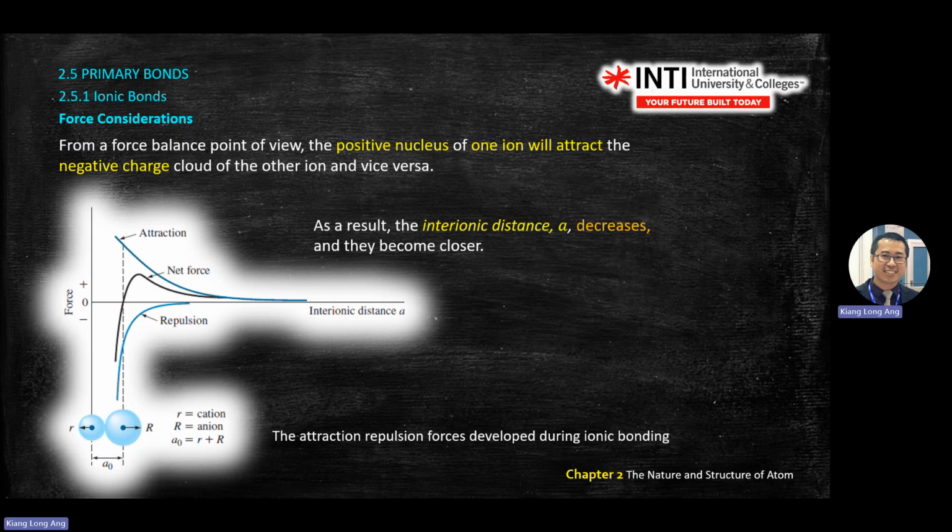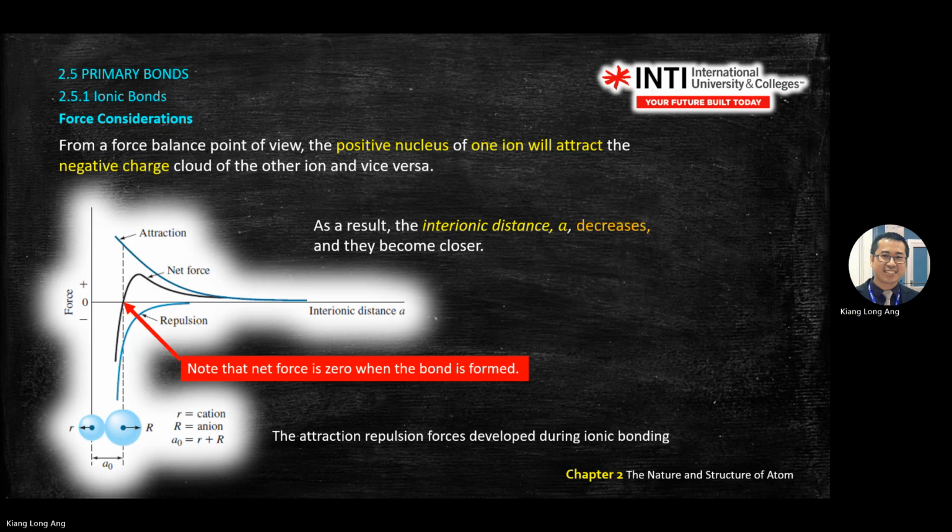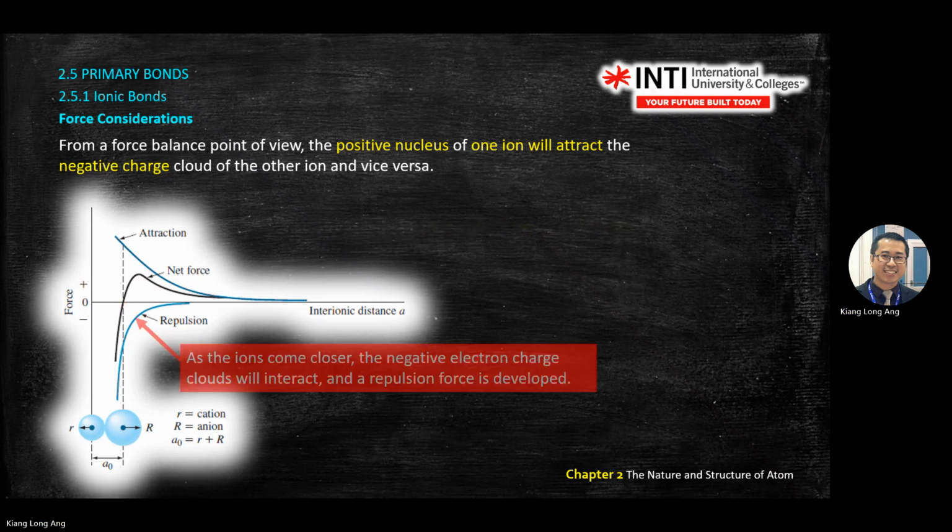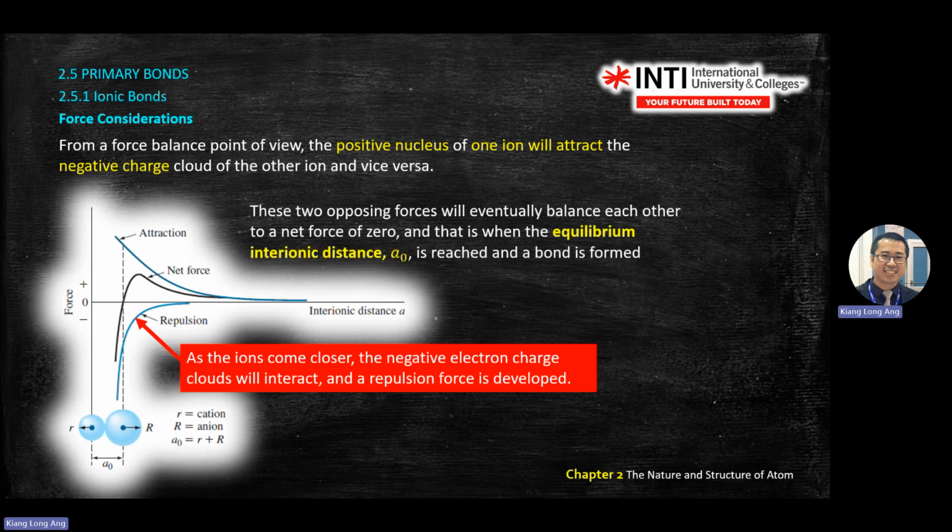So yeah, this is the explanation. This one you can read. So there is a net force when the bond is formed, which is here. You combine the attractive and repulsive, you get the middle point here, the net force. This is the black line. So it becomes closer and repulsion is formed.